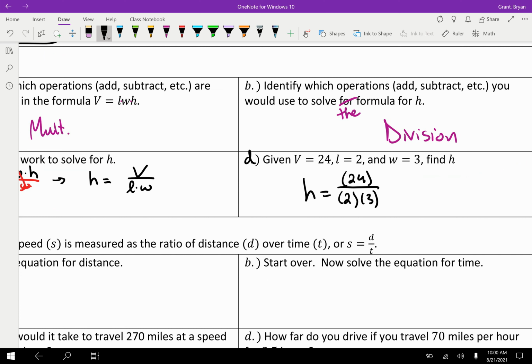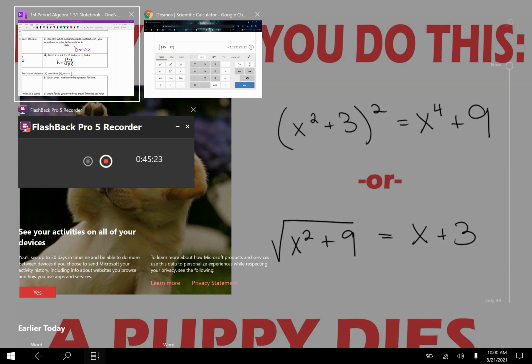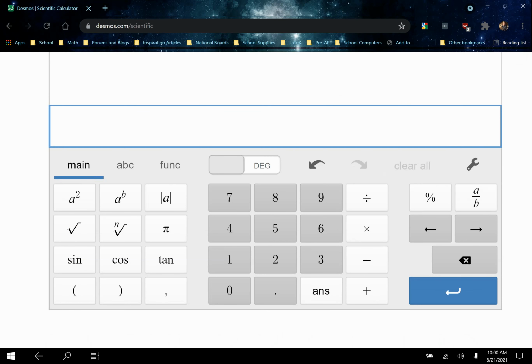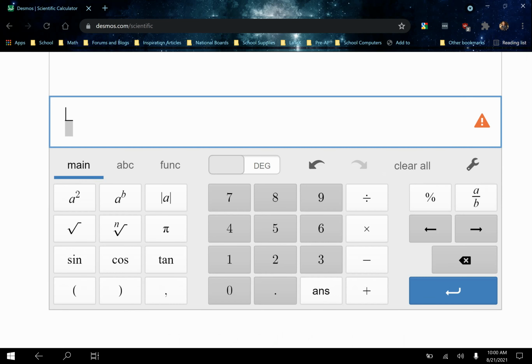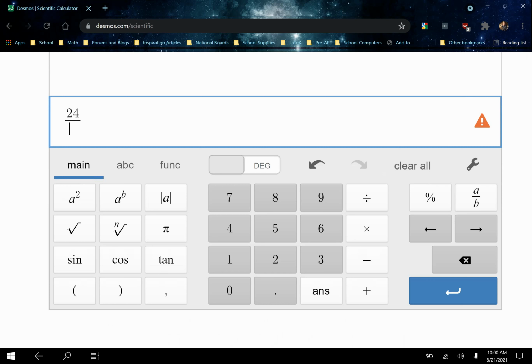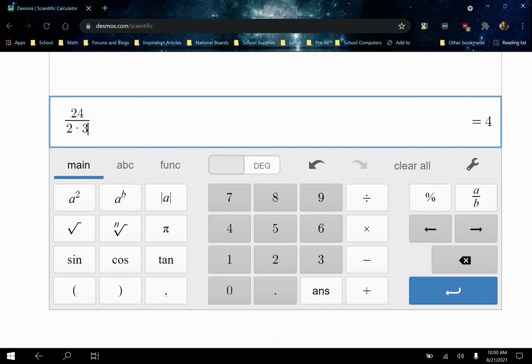Okay? Now, if you try this on the iPhone calculator and you do 24 divided by 2 times 3, because this is 2 times 3, you will not get the right answer. And that is why I really suggest you use something like this Desmos calculator that does fractions really well. I'm going to put the fraction on top: 24 divided by 2 times 3. And you'll notice that that tells us this is 4.